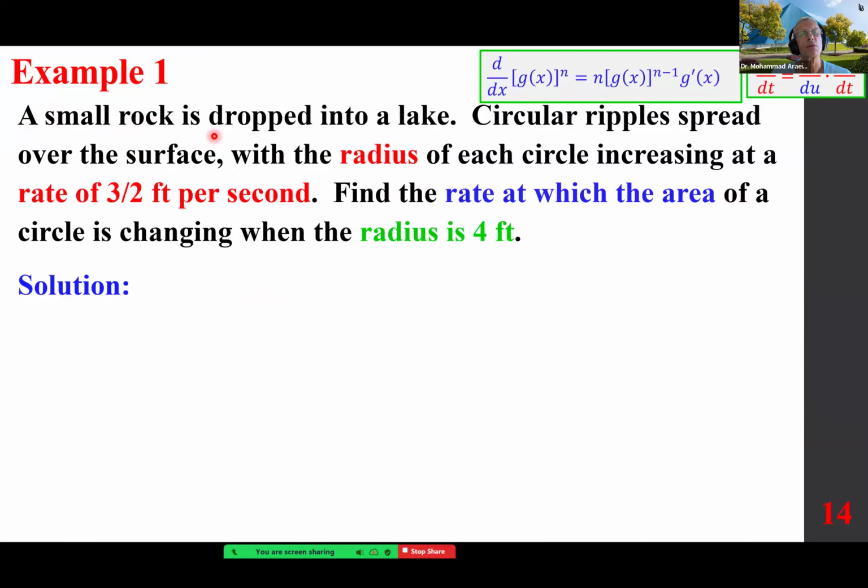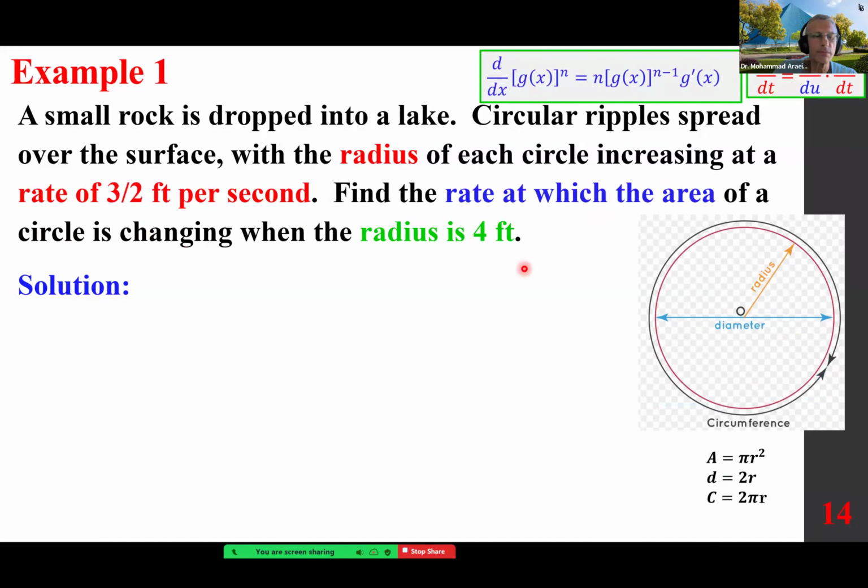Example 1, a small rock is dropped into a lake. Circular ripples spread over the surface with the radius of each circle increasing at the rate of 3/2 feet per second. Find the rate at which the area of a circle is changing when the radius is 4 feet. So we're dealing with word problems, application problems. We need to understand what's given.